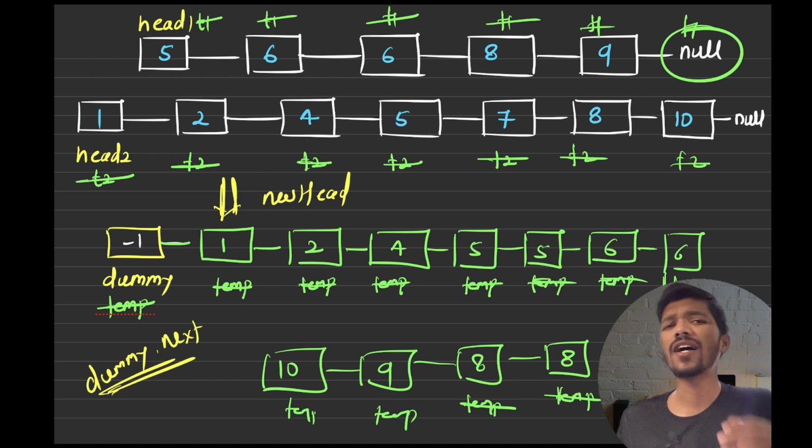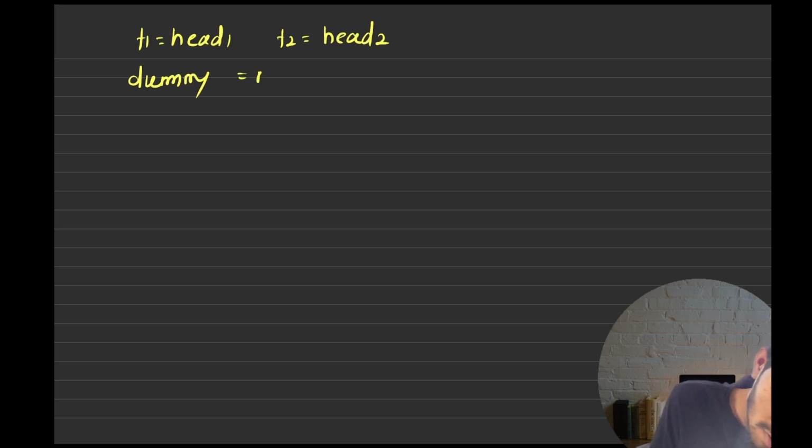Now let's go and write some pseudocode to get a clearer idea on this problem. So what basically I did is, I kept T1, which is pointing to head1, and there is one more pointer called T2, which is initially pointing to head2. And I created the dummy node, that is a new node, which initially contains -1. And I also kept the temp, which is initially pointing to dummy as well.